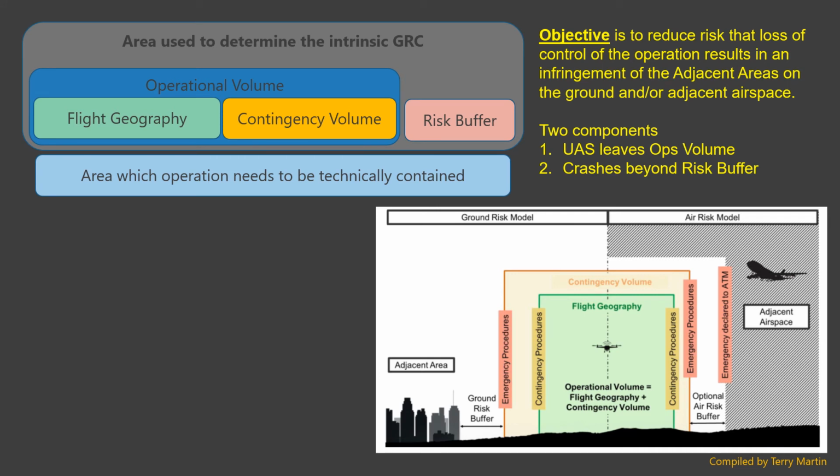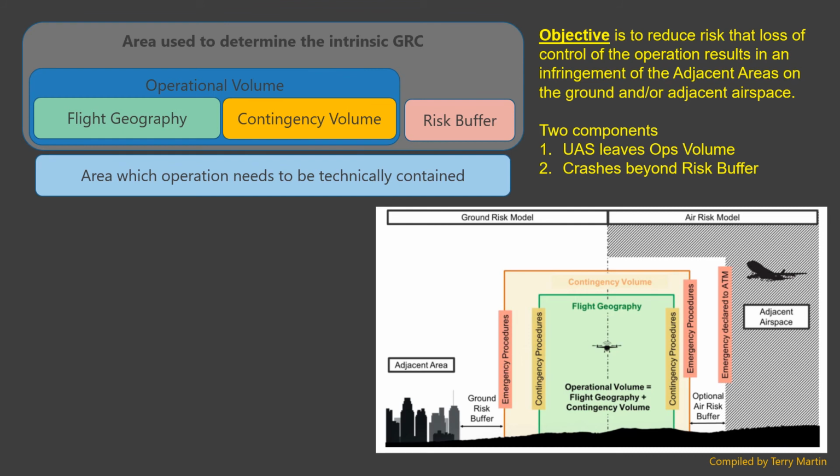And so there's a diagram included from the SORA. I won't drill into the differences beyond highlighting that it should be graphically intuitive, and so hopefully you can understand what I mean. But iGRC is about capturing the risk within the combination of the operational volume and, I can't emphasize this enough, the risk buffer.